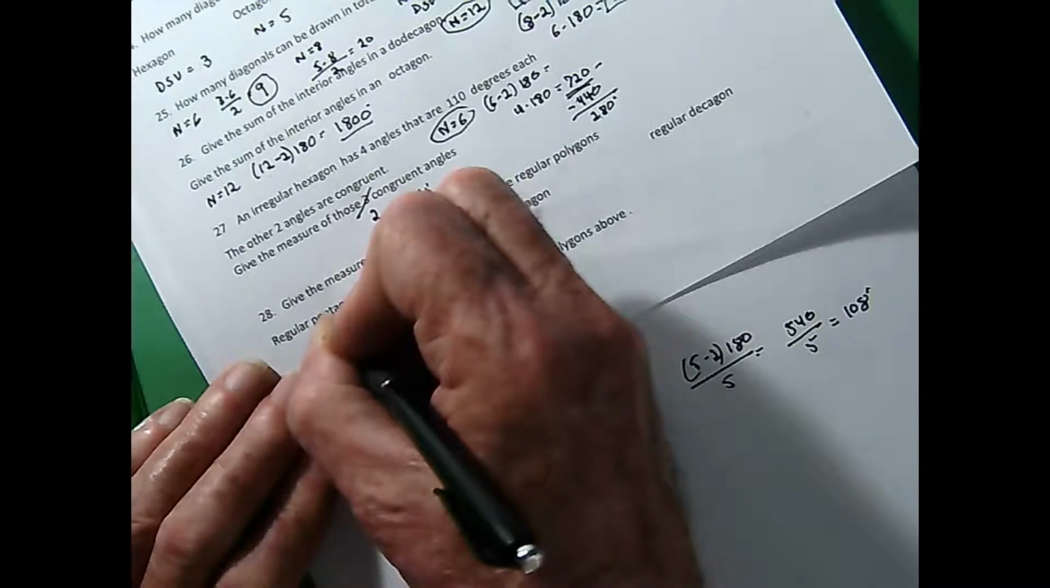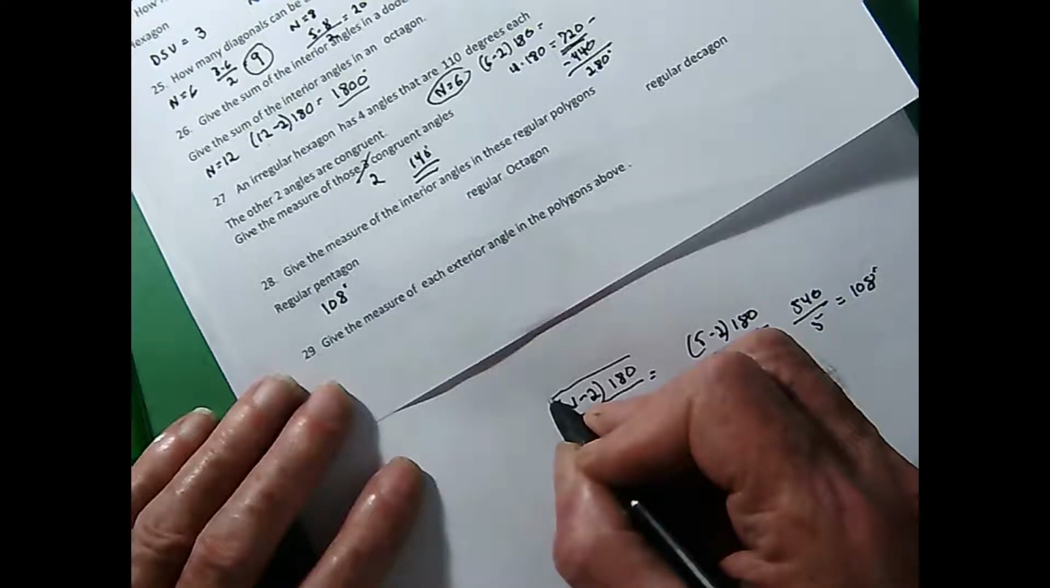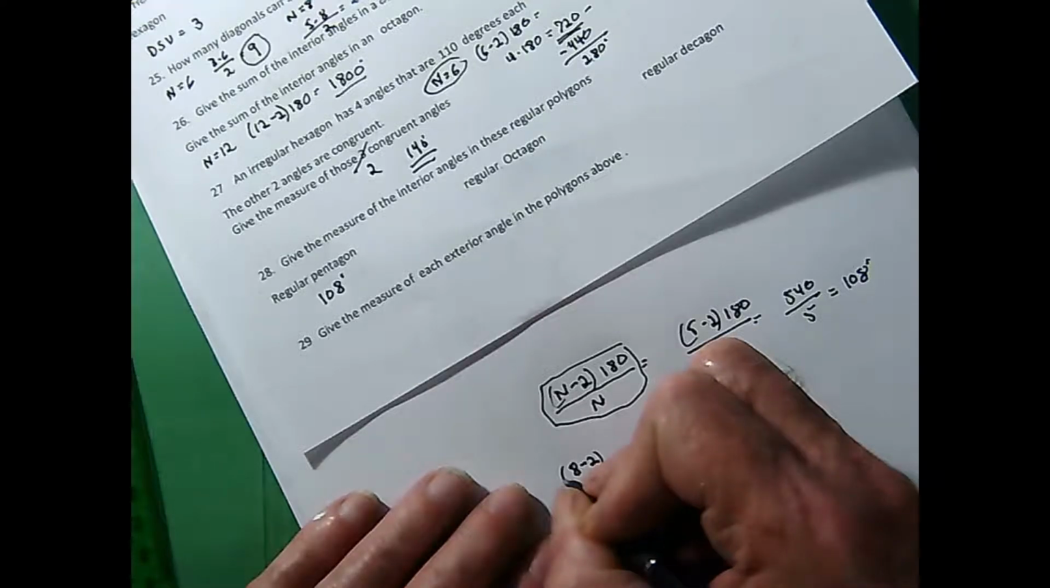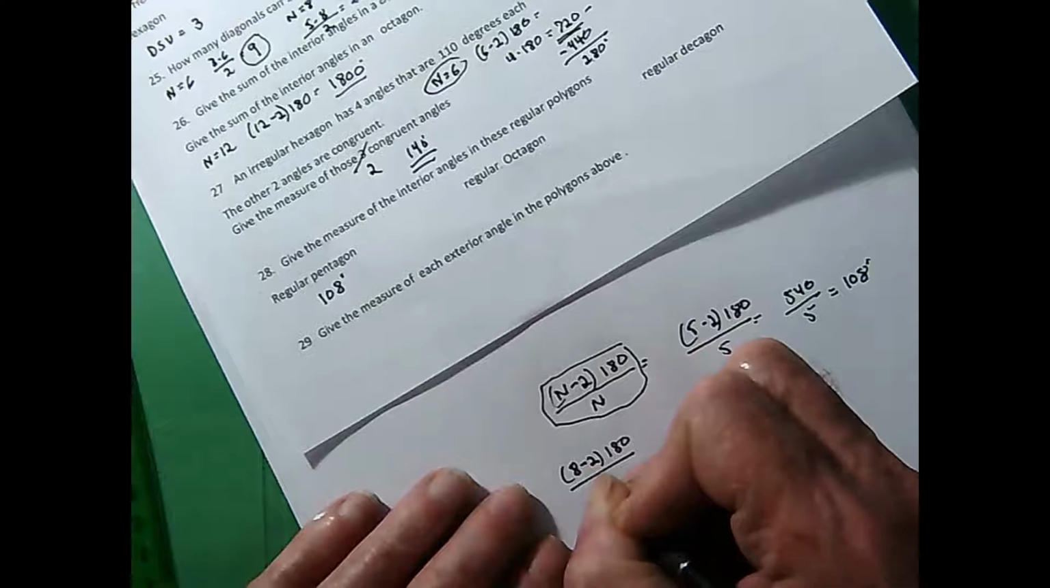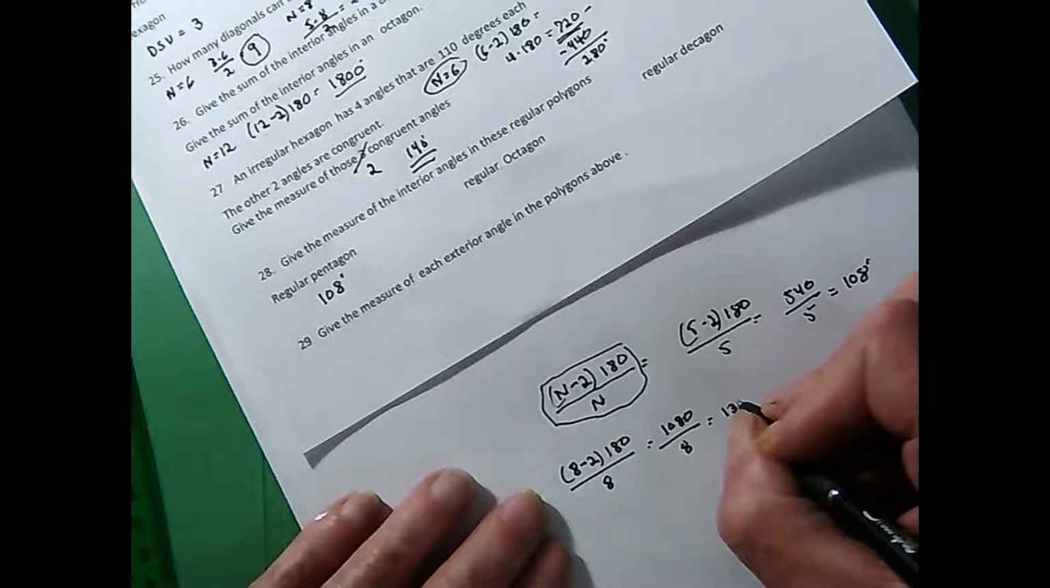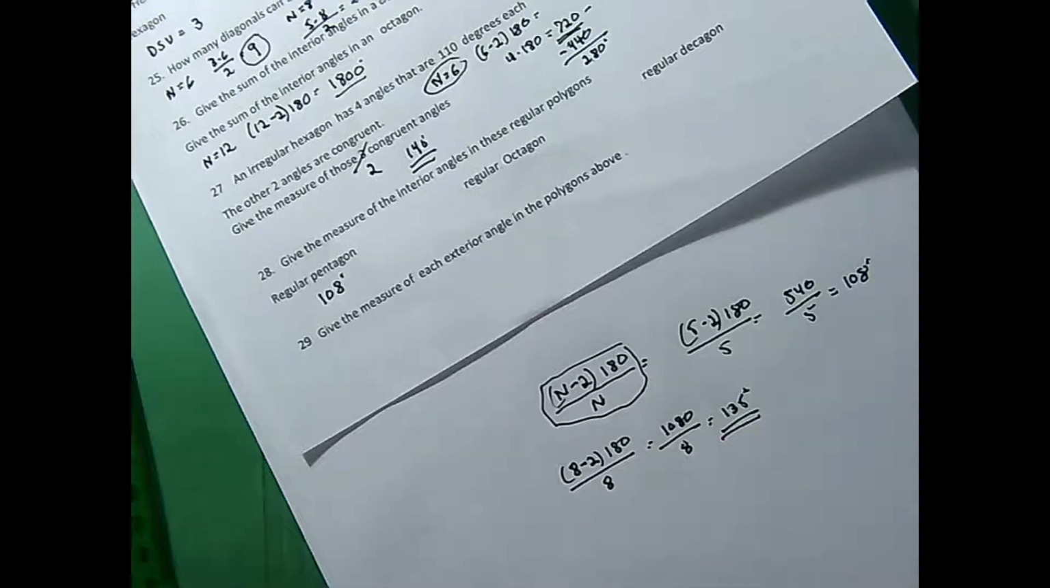If I had a regular octagon, I'm going back to this formula again. If n is equal to 8, that'd be 8 minus 2 times 180 divided by 8. 6 times 180 is 1,080 divided by 8. I'm pretty sure that's 135. 135 degrees each for a regular octagon.